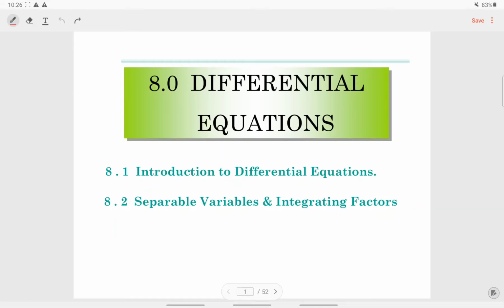This week we will learn chapter 8, topic differential equations. We shall cover subtopic 8.1, introduction to differential equations, and subtopic 8.2, separable variables and integrating factors.